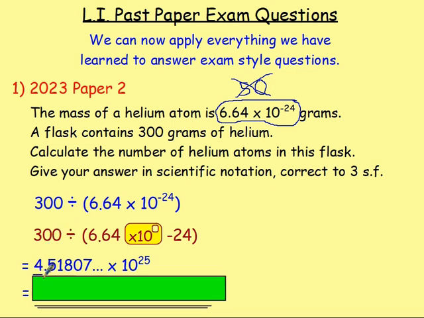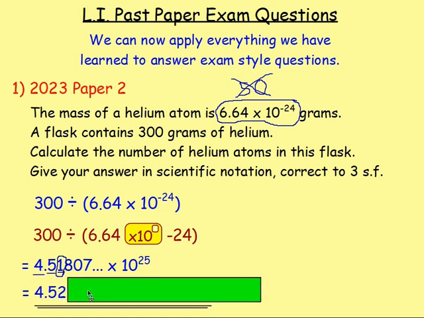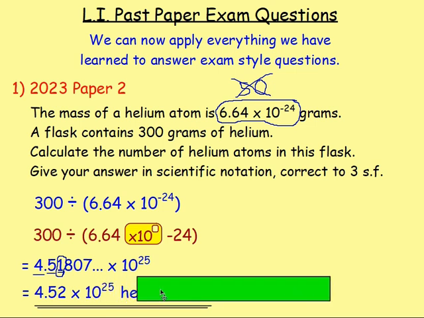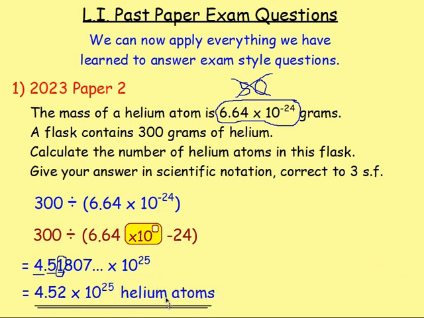Well, the first significant figure is the first number that's not a 0, which is a 4. Beside it is the second significant figure, and beside that is the third significant figure, which means the 1 is the third significant figure. So how do we round this number then to 3 significant figures? Good. Because the 1 is in the second decimal place, we just round that number to 2 decimal places. So because there's an 8 after the 1, it will go up to a 2. So you'd have 4.52, and then you've still got times 10 to the power of 25. And that is how many helium atoms will be in that flask.